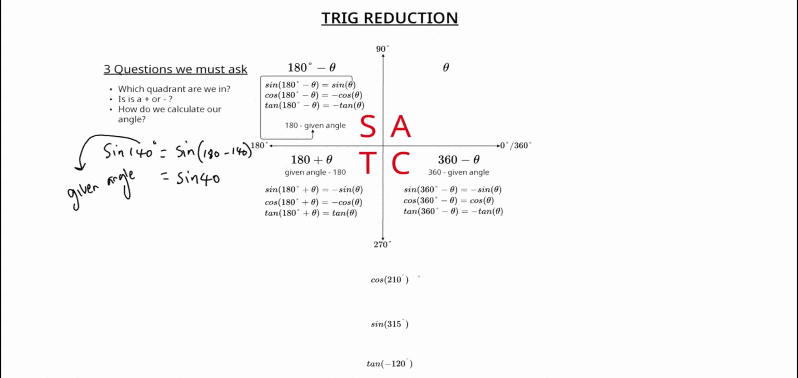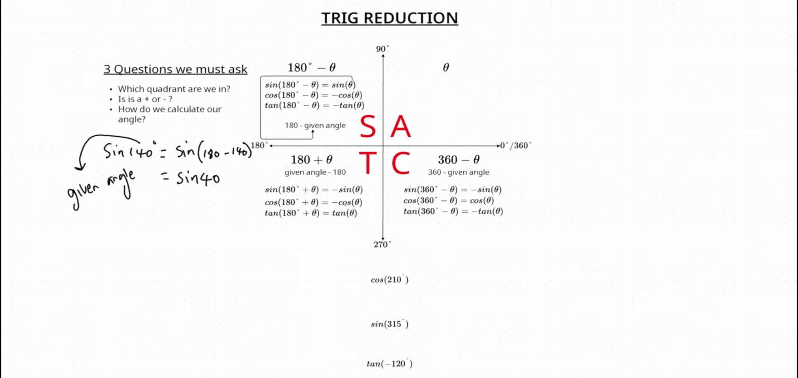We see here we have cos 210. So the first question we're going to ask ourselves, following the process, is which quadrant are we in? And we see the given angle here is 210. So we realize we are in the third quadrant, or the quadrant where only tan is positive. What do we have here? We have cos. So going to the second question, is it positive or negative? We know it's going to be negative cos. The reason is that's the reduction formula for cos in this third quadrant: cos of 180 plus theta is equal to negative cos theta.